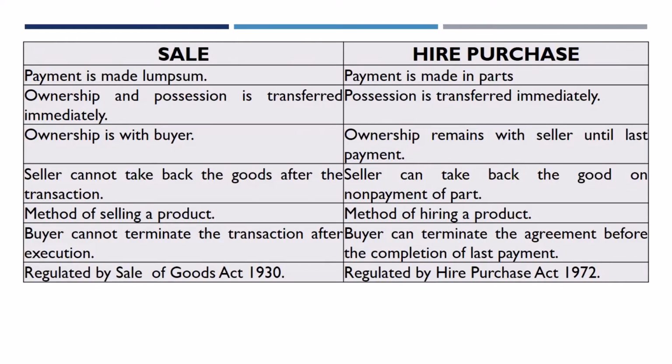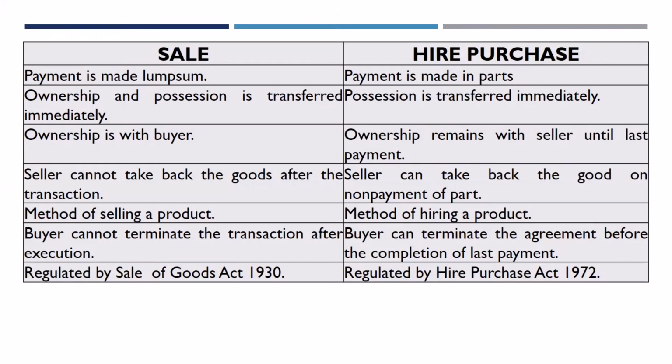Now, in the case of a sale transaction, once the transaction has been completed, there would not be any circumstance or any right or any obligations or any option for the seller to take back the good. The seller cannot touch the good once the transaction has been completed. Now, here in the case of hire purchase, if the buyer refuses to make any of the part payments, the seller can take back the good. Now, why is it that the seller can take back the good? The seller can take back the good because the ownership of the product is still with the seller. That's the reason why he can take back the good.